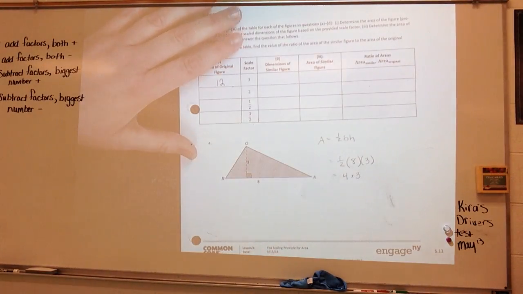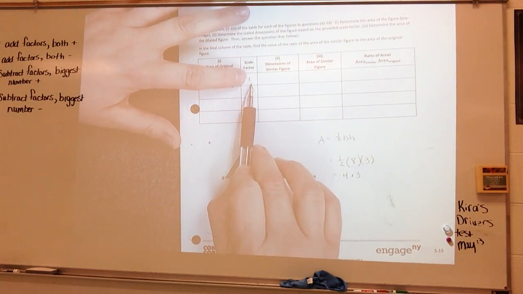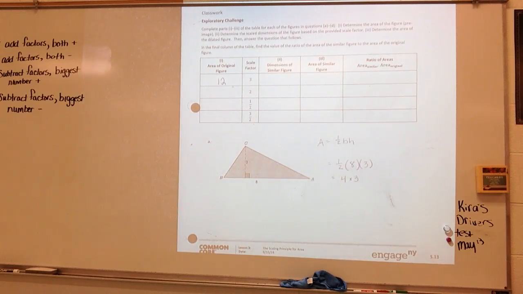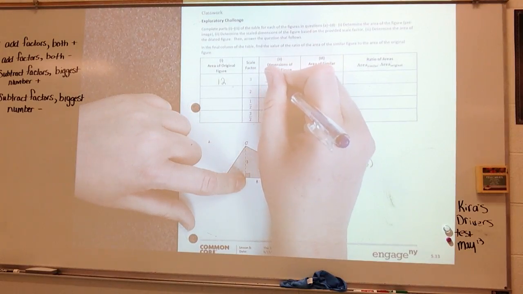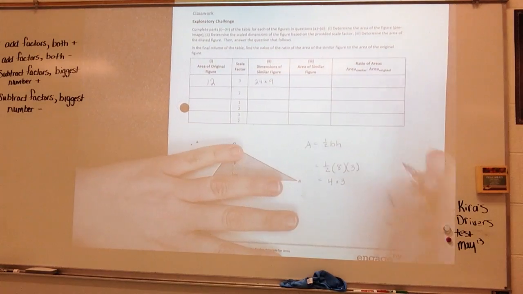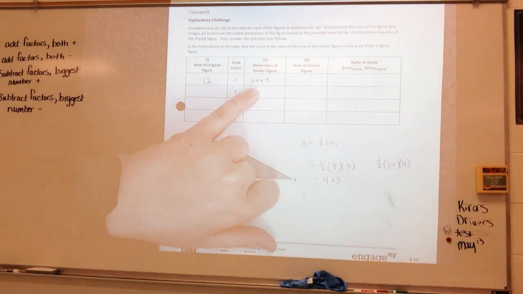Alright, if I am going to dilate my figure by 3, that means I'm going to change the sides by 3. So 8 times 3 is 24. And 3 times 3 is 9. So now we need to find the area of this. So 1/2 base times height. So 1/2 of 24 is 12. And 12 times 9 is 108.